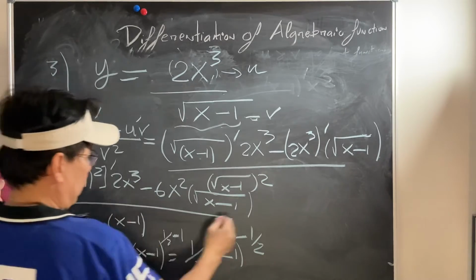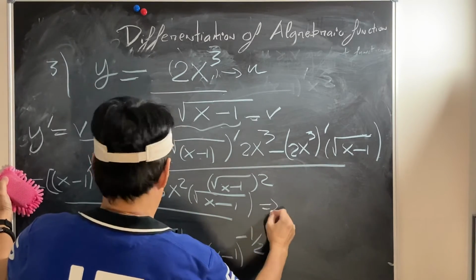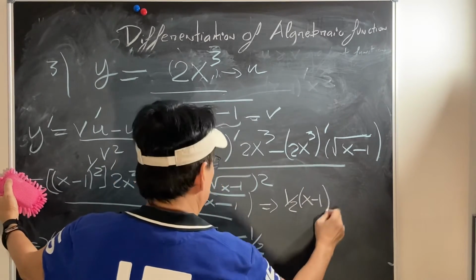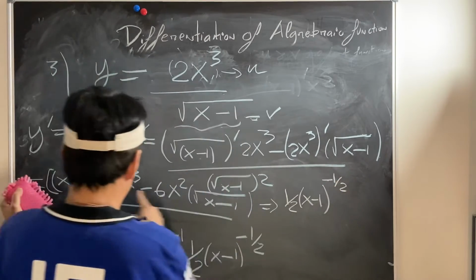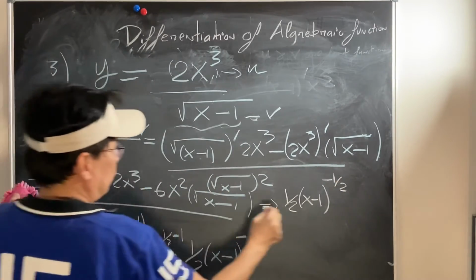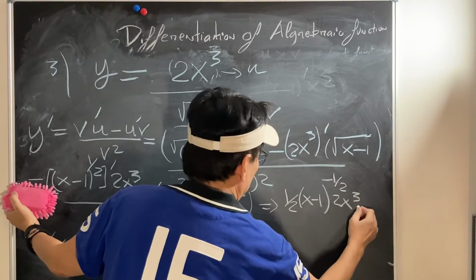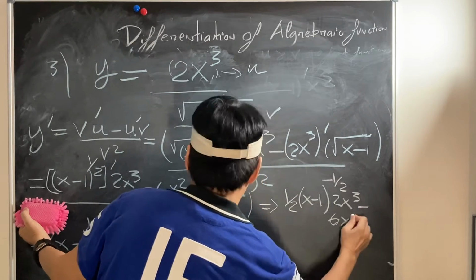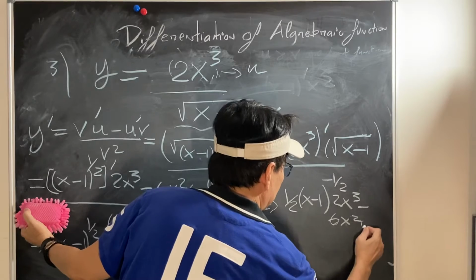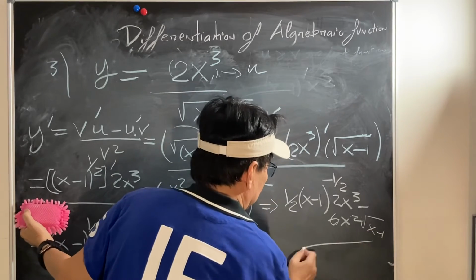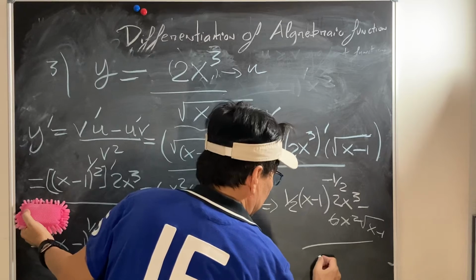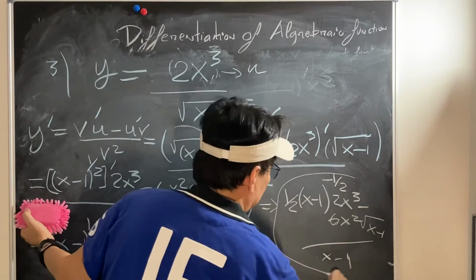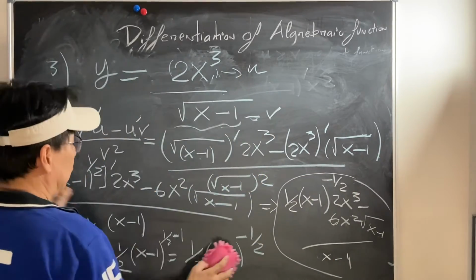So here we have this, and y equal 1/2 (x minus 1) to the minus 1/2. Okay, times 2x cubed minus 6x squared times square root of x minus 1, divided by x minus 1. Okay, so let me erase and rewrite it on the top.